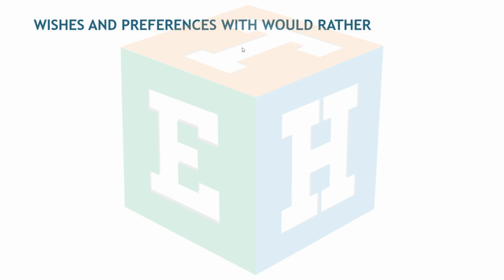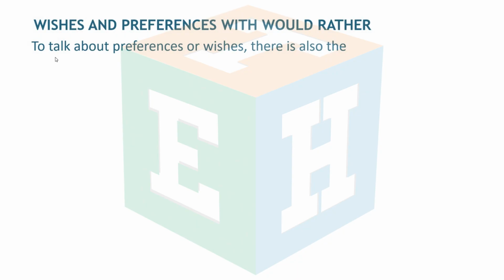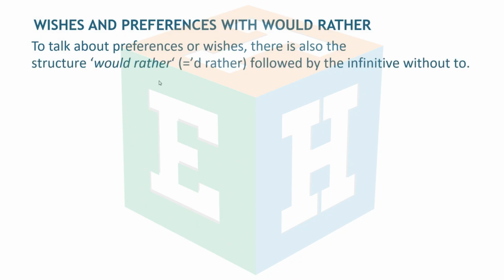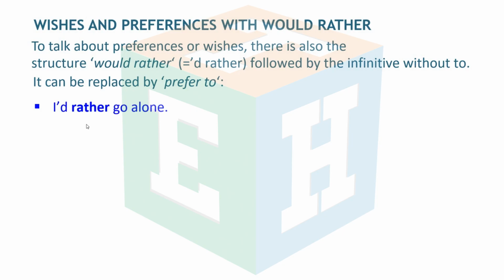Wishes and preferences with would rather. To talk about preferences or wishes, there is also the structure would rather or I'd rather followed by the infinitive without to. It can be replaced by prefer to. I'd rather go alone.